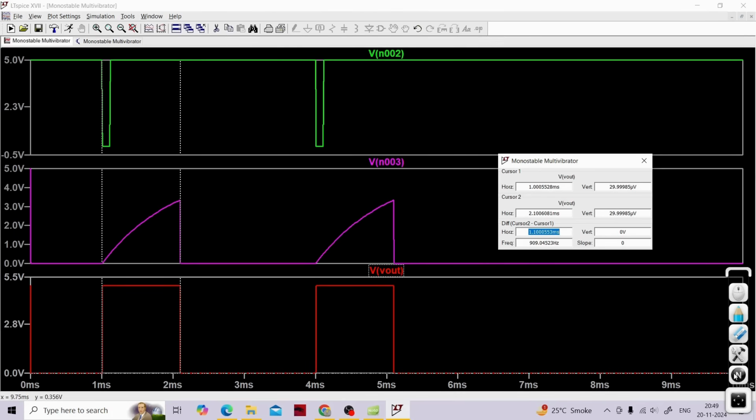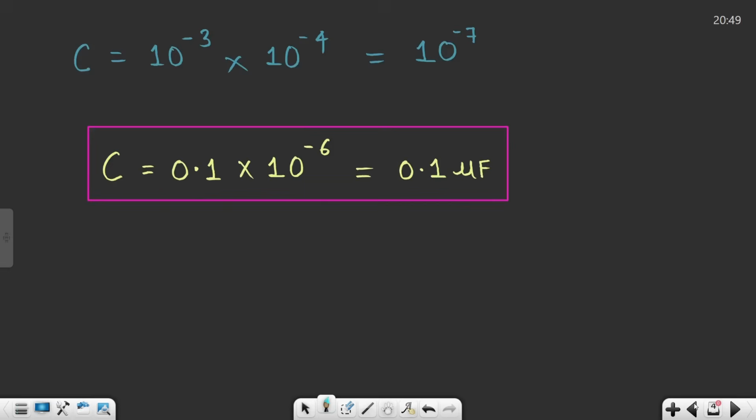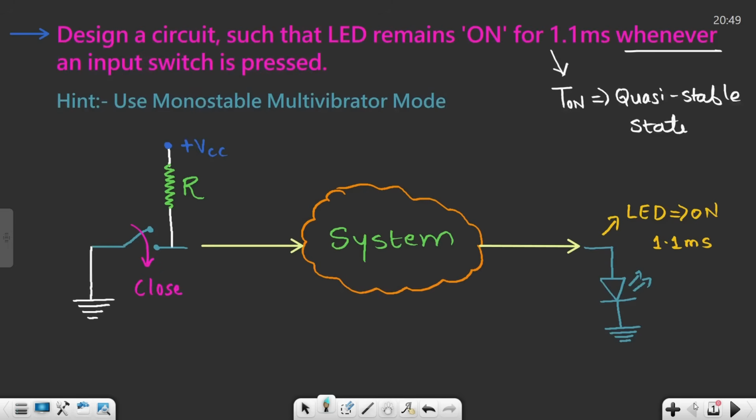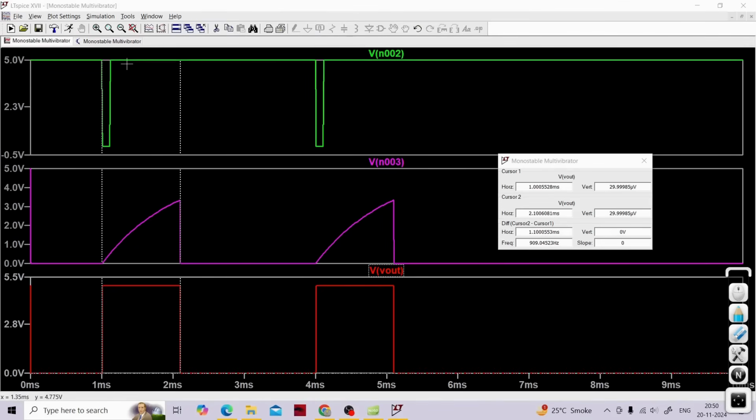That means what? The question was to achieve 1.1 milliseconds, to keep the LED on for 1.1 milliseconds whenever I press the switch. And what I mean when I press the switch is whenever I provide the triggering pulse, right? Let's say instead of a switch, it's a push button. Just press the push button, right?